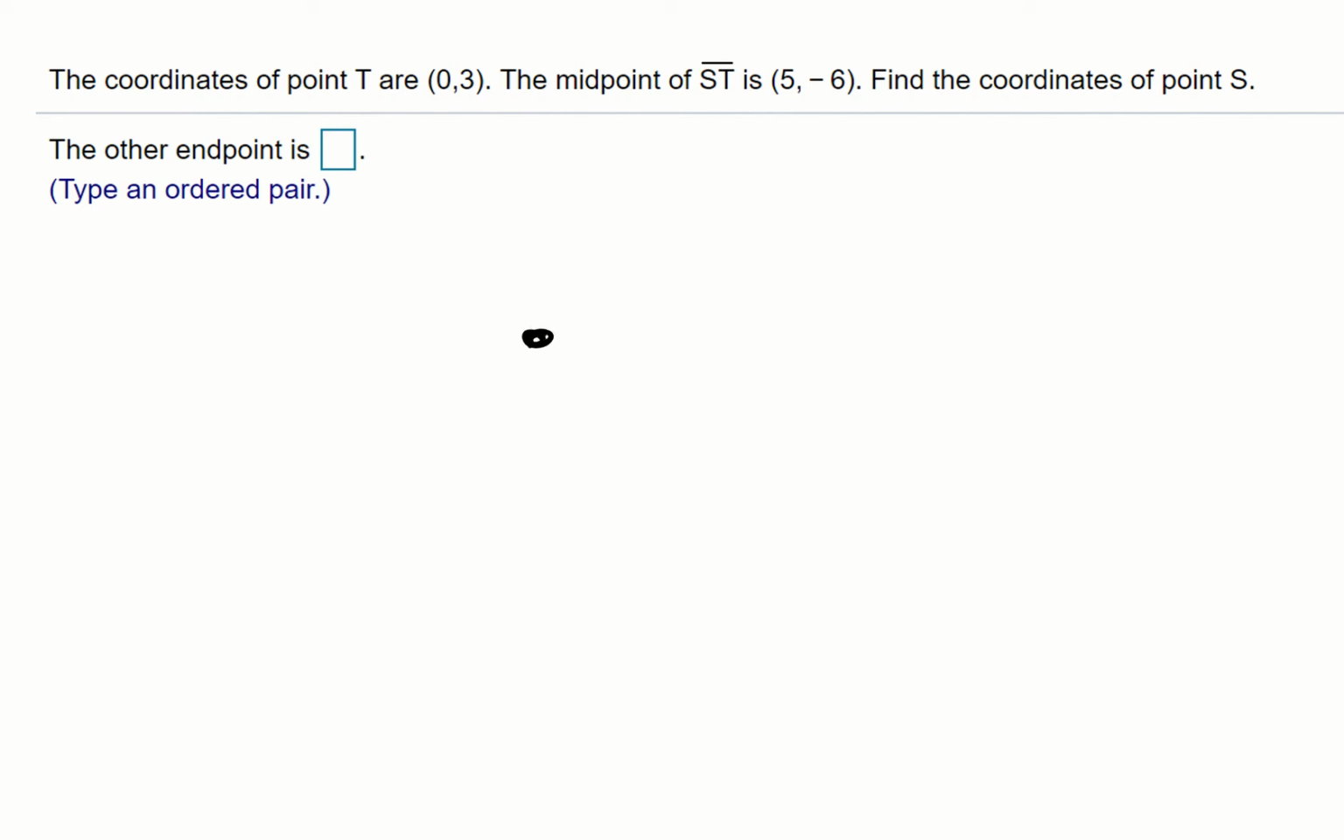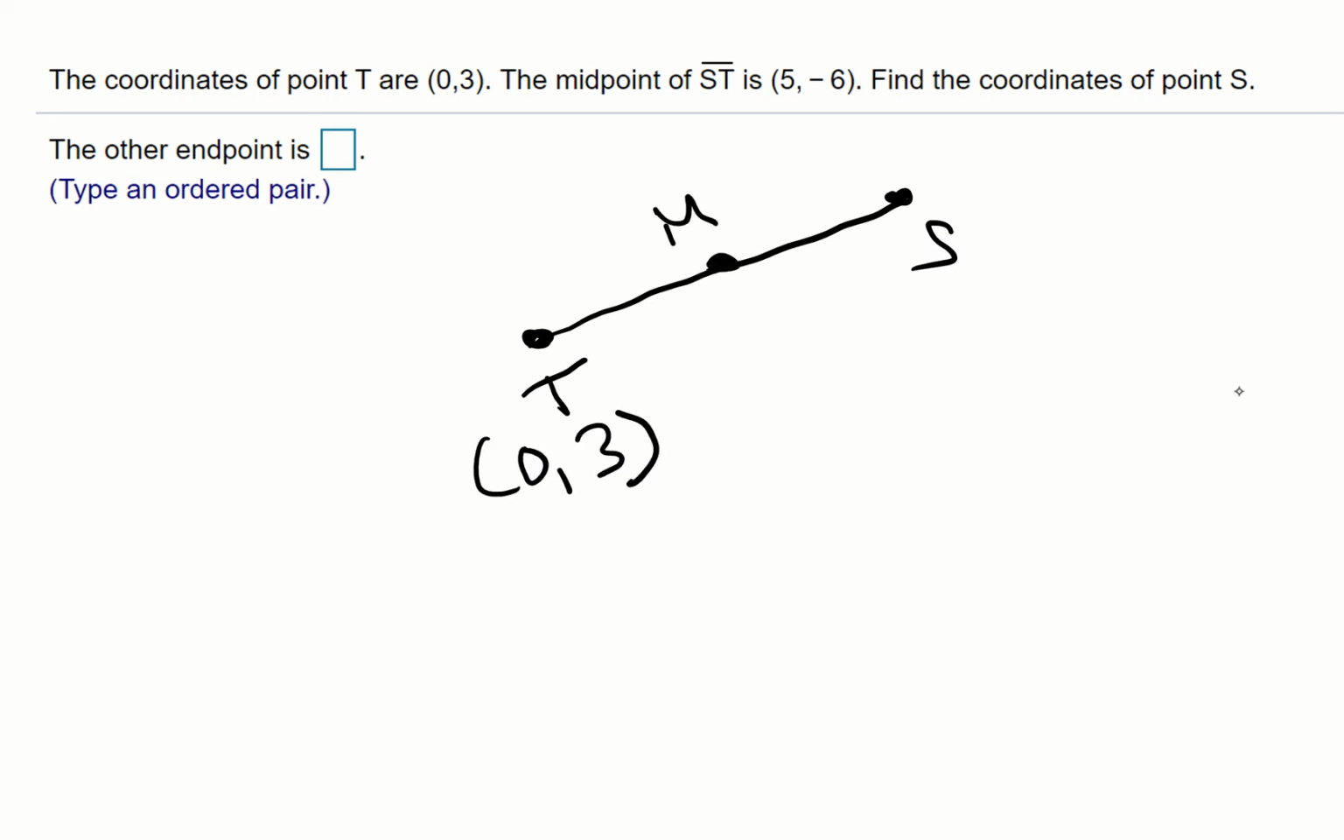So they're saying that there's a T, there's an S somewhere, right? We know the coordinates of T. We know the coordinates of the midpoint, which we'll call M, but we don't know the coordinates of S. They're a question mark, okay? So we don't know what they are. So this time instead of finding the midpoint, we're finding one of the corners, right? So how do we do that?